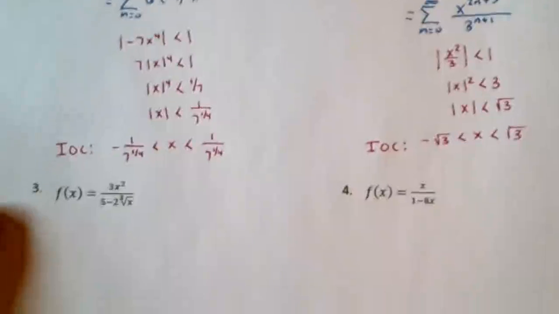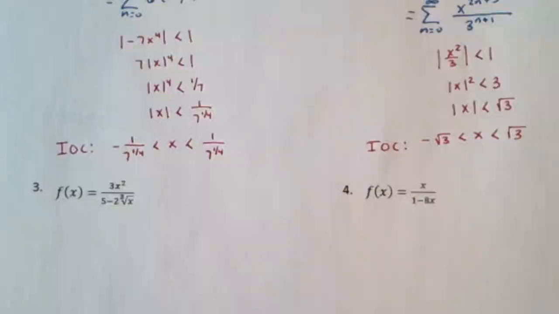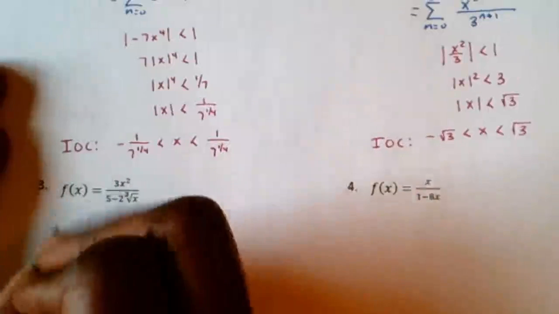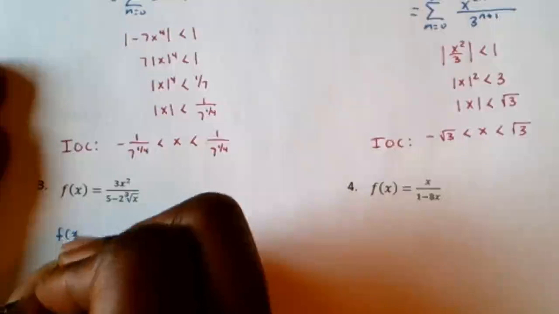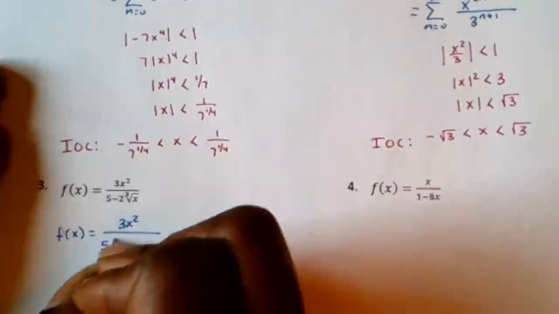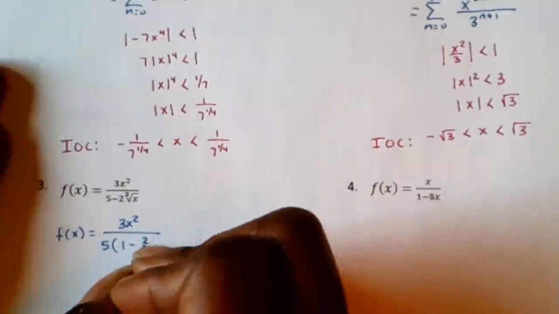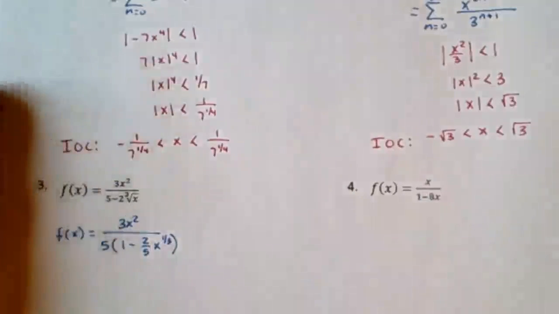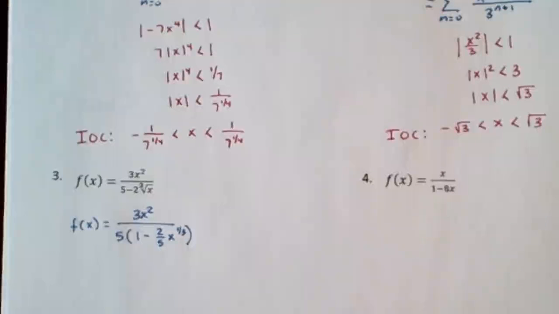Alright, so the next problem, we have f of x equals 3x squared over 5 minus 2 cube root of x. And so again, I need to rewrite that because I need that 5 to be a 1 for this to work. So I'm going to take out a 5. So I have 3x squared over 5 times 1 minus 2/5 x to the 1/3. So I just changed that cube root to be x to the 1/3.